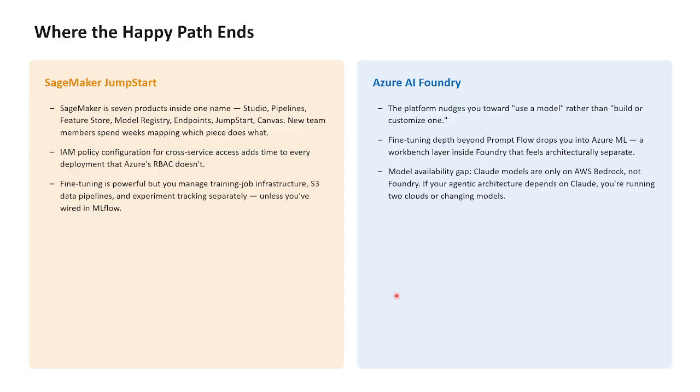SageMaker has 7 products inside one name. Studio, pipelines, feature store, model endpoints, also JumpStart, Canvas. New team members spend weeks mapping which piece does what. IAM policies are configured for cross-service access, adding time to every deployment. Azure Foundry does not have this. Fine tuning is powerful, but you manage the training job infrastructure, the S3 data pipeline, and experiment tracking separately, unless you add MLflow.